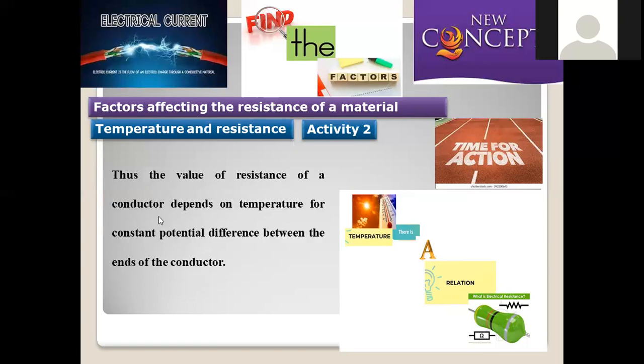Thus, the value of the resistance of a conductor depends upon the temperature for a constant potential difference. If the potential difference, the EMF, is taken as a constant value, for example 24 volts, and 24 volts is able to pass through the conductor, that is kept constant. What we are doing is raising the temperature. As temperature rises, its resistance also rises in a similar manner between the two ends of the conductor.